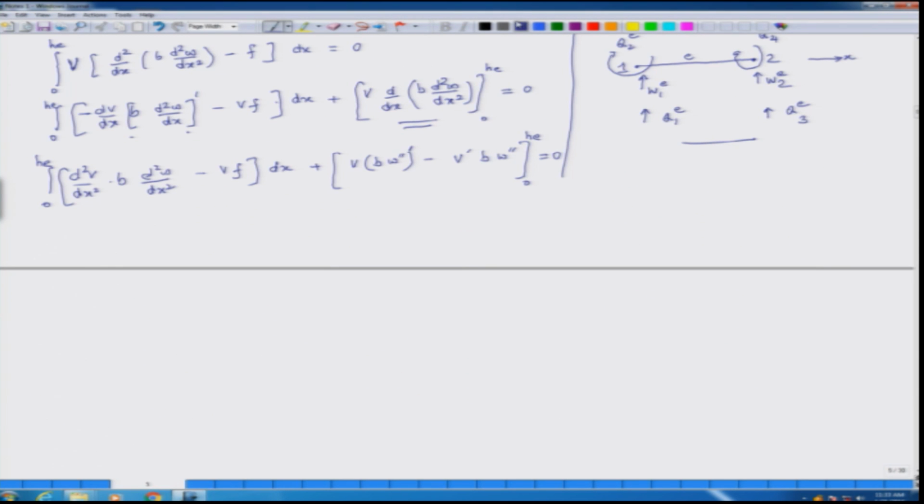Now, let us look at this equation in a little bit more detail. So, this is my weak form.